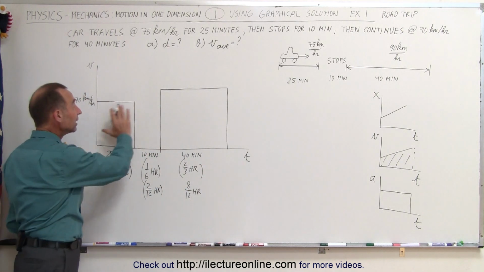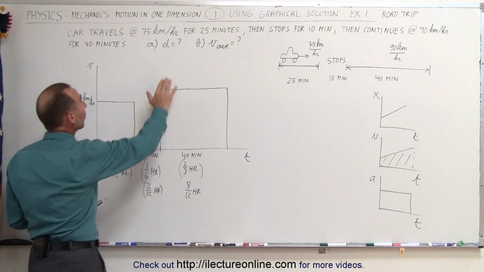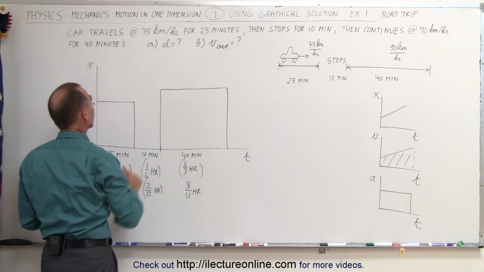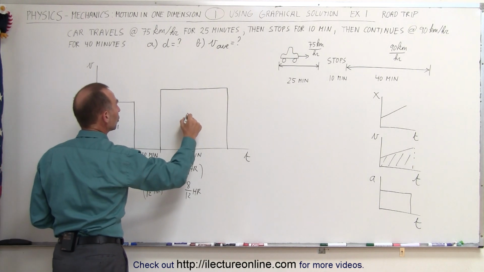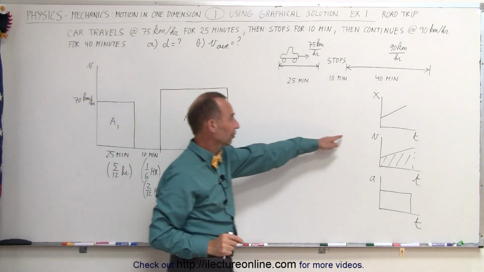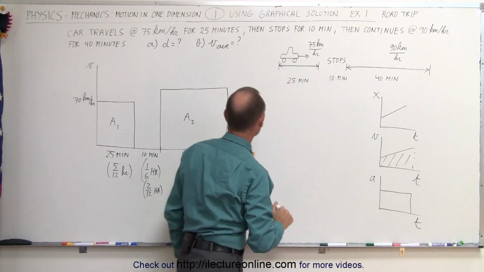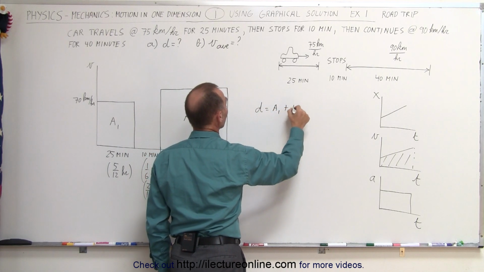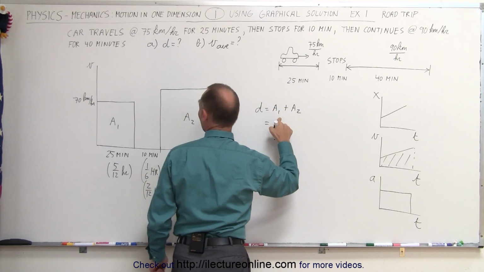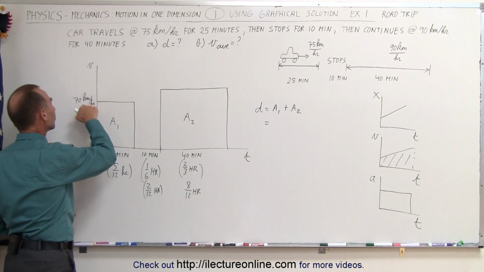Now, the area underneath this curve represents distance traveled. That would be the answer to part A of the question here, right? We want to know distance traveled. If this is area 1 and this is area 2, and remember that in a velocity versus time graph, the area underneath the curve does represent distance. So we can say that distance is equal to area 1 plus area 2. And area 1, that would be the width, which is 5/12 of an hour, times the height, which is 70 kilometers per hour.